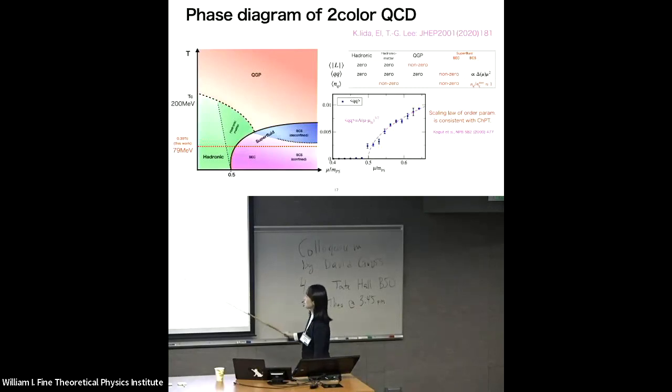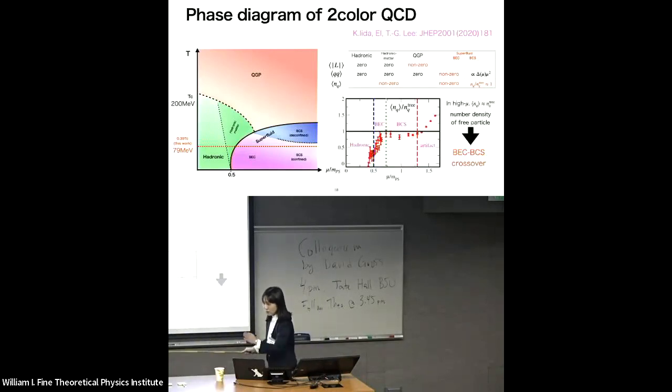So the scaling behavior is consistent with this prediction of the chiral perturbation theory. But anyway, this plot shows the emergence of the superfluidity. And Jeff's question: in the superfluid phase, there are a Bose-Einstein condensate phase and a BCS phase.